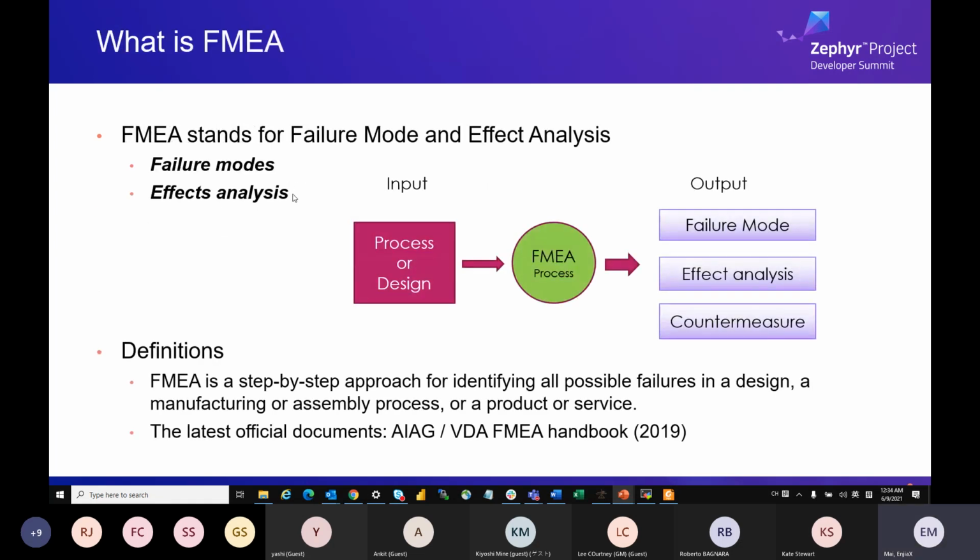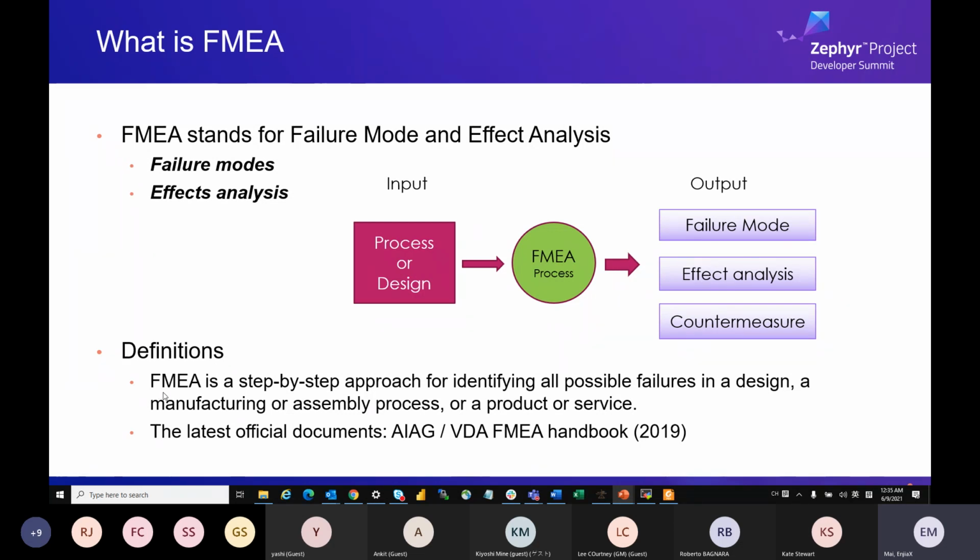First, let's talk about what FMEA is. FMEA stands for failure mode and effect analysis. Let me explain the terminology here. Failure modes means the ways or modes in which something might fail. Failures are any errors or defects, especially ones that affect the customer, and can be potential or actual. And effect analysis refers to studying the consequences of these failures.